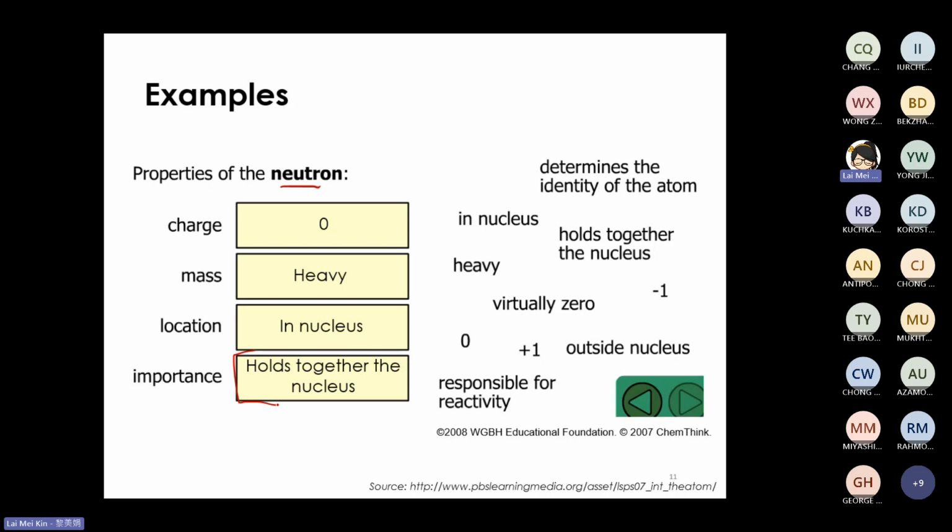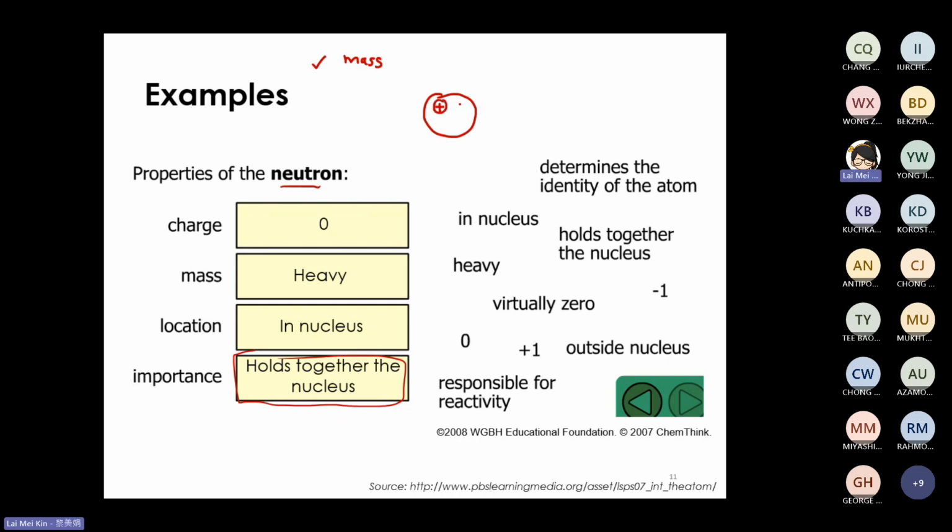Okay, try to explain this. Why is neutron able to hold together the nucleus? What does it mean? The importance of neutron is to hold together the nucleus. Why is it able to hold together the nucleus? Does it have a glue or what? Because of the mass. Okay, because of the mass, there is a mass, so it holds down. Okay, what else? Acceptable. What else? Okay, 0 charge.